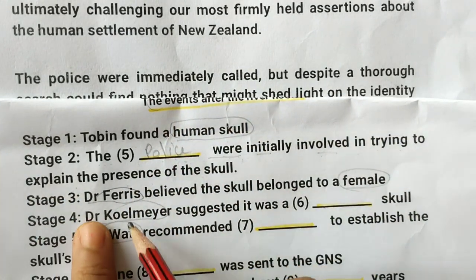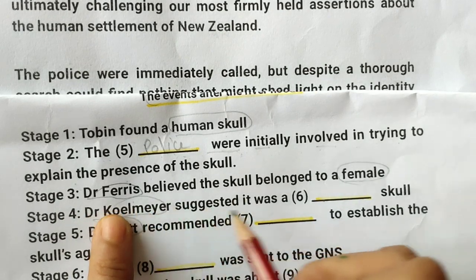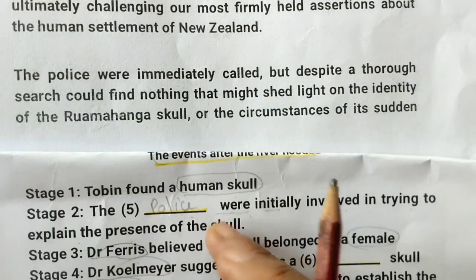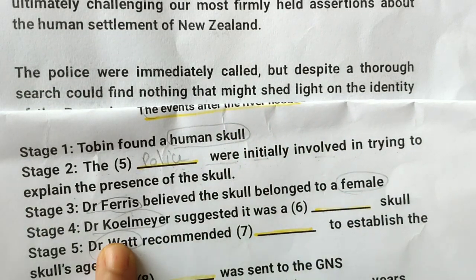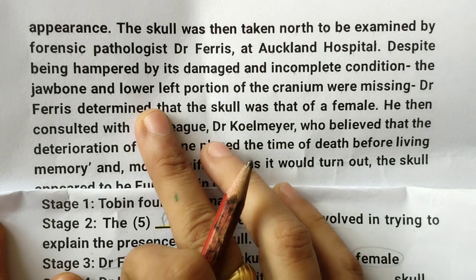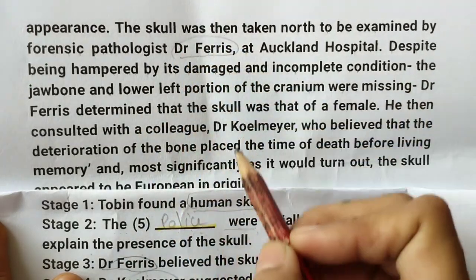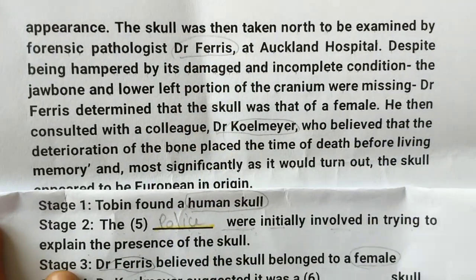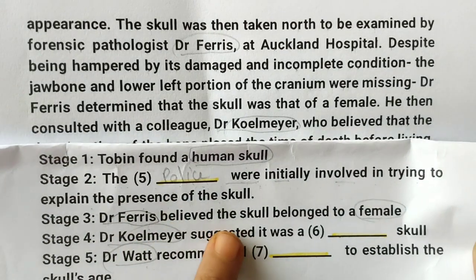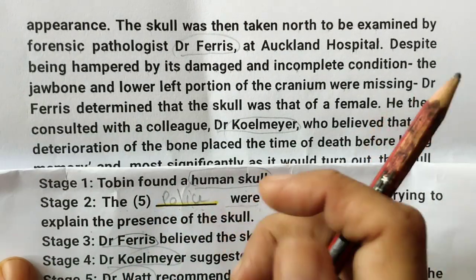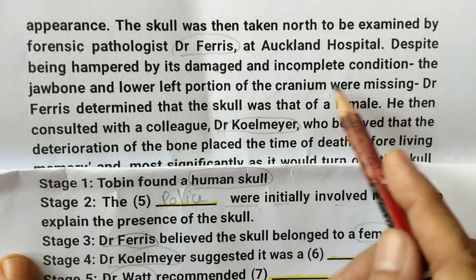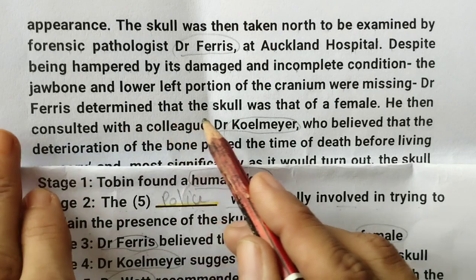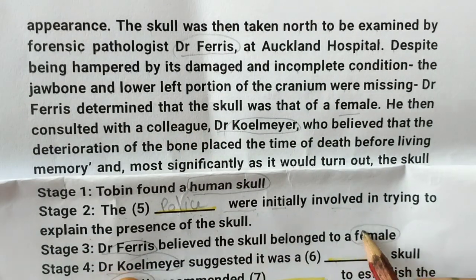Now coming to this third number, Dr. Ferris, word female, and this paragraph is done. These three words I will try to find in the next paragraph. Now the next full paragraph I am showing. So I can see this person name, I can see this also here. So here they were talking about Ferris. Ferris believed the skull belonged to a female. So let's read it. Despite being hampered, damaged, I am looking for female. Ferris determined the skull was that of a female. So this is the location we have reached.